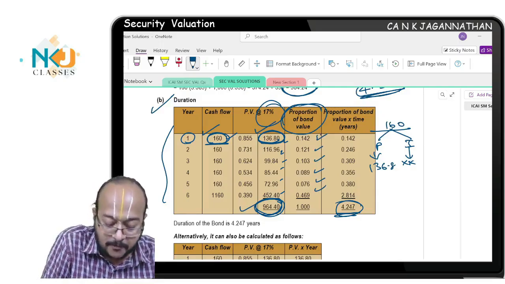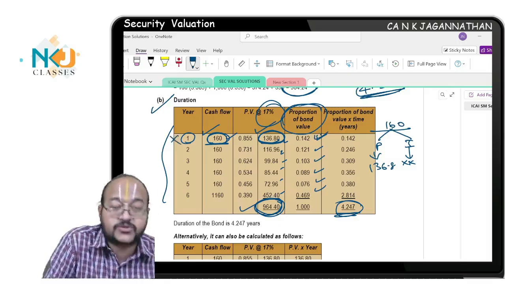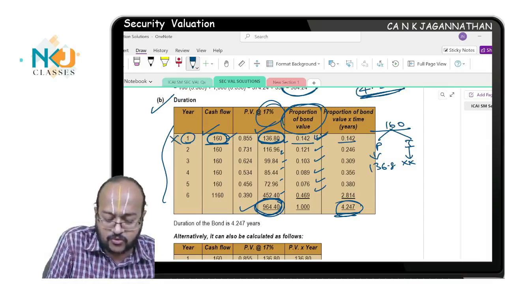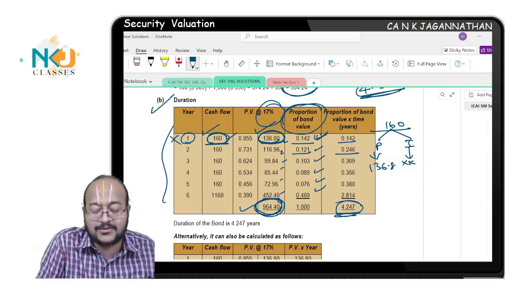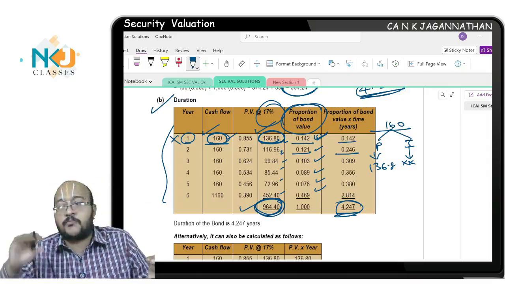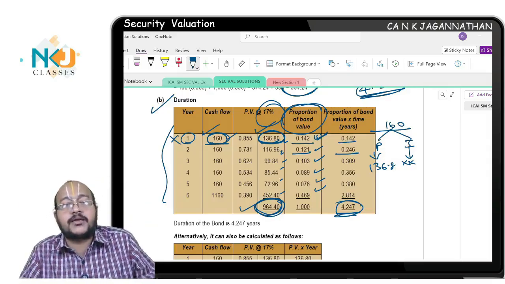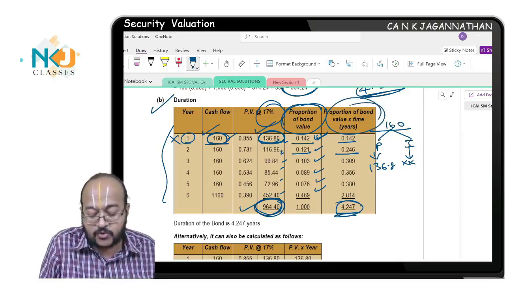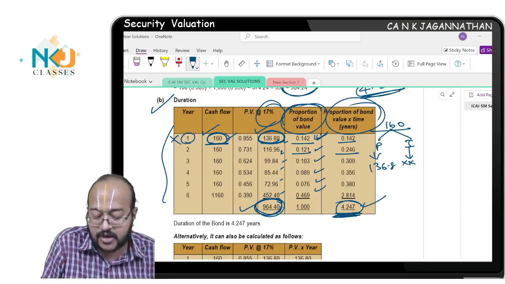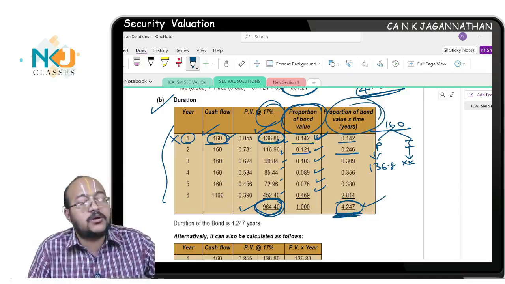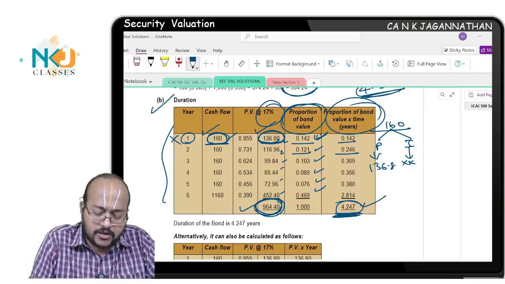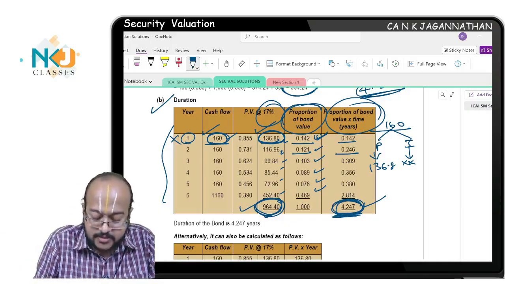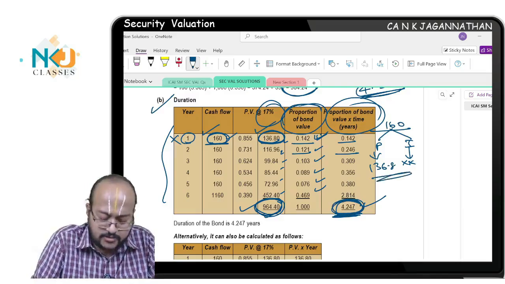Next, the last column. This proportion you multiply with the first column, the number of years. First year, this is the proportion: 1 into 0.142, which is 0.142. 2 into 0.121 gives 0.246. Like this, the years become your weight, and you multiply the years with the proportion to get the weighted proportion. The last column is nothing but the weighted proportion. Are you understanding? So this is the weighted average number of years to recover the principal portion of 964.4 of the bond fully. This is nothing but the time period. 4.247 is the duration. This is how you compute.